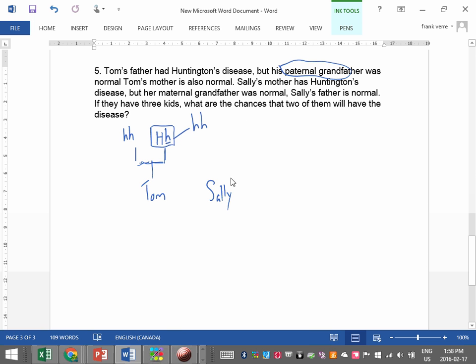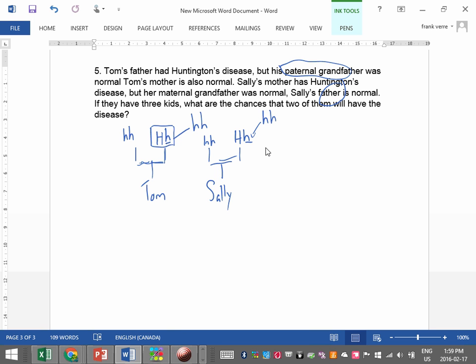Now, Sally's situation. Sally's mother had Huntington's, so the mother has at least one big H. Sally's father is normal, so we know Sally's father is little h. And it said her maternal grandfather was normal, so Sally's mother's dad was little h. Therefore, Sally's mother must be heterozygous. This is where we left off yesterday, okay?